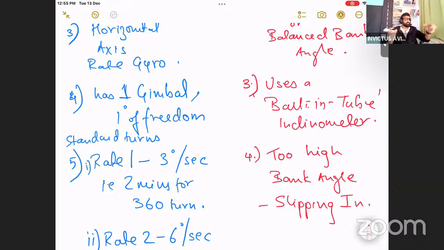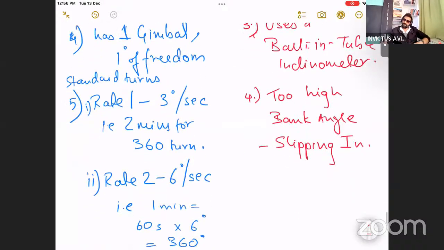Understand these keywords. Exams are tough because of these reasons. Practically, we could say the combined effect is taking place. But with respect to the examinations, we have to be very careful. Okay, too high bank angle.